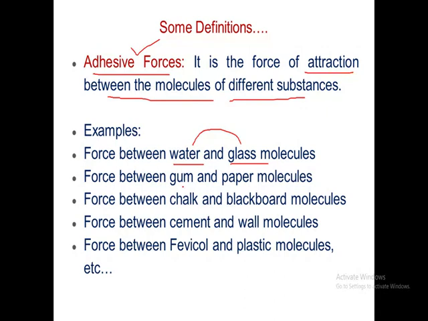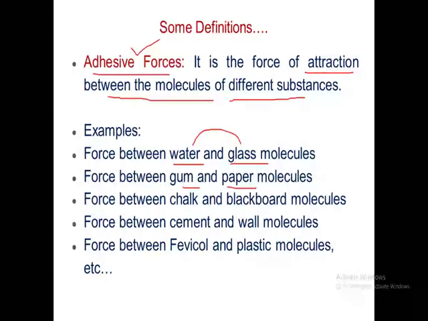When you take the gum and the paper, most of the time we use gum to stick papers, right? To pack the papers. So what does it mean? There is going to be a force of attraction between the gum and paper molecules. Gum is one type, paper is another type, two different types of molecules.